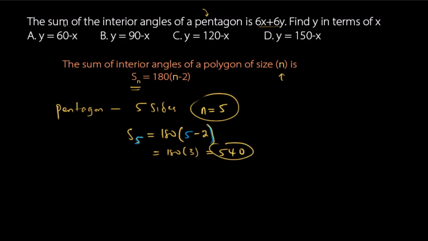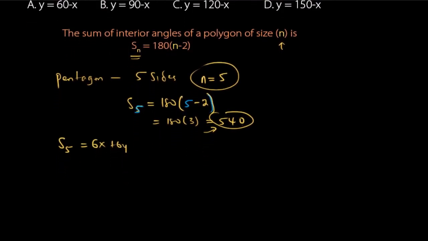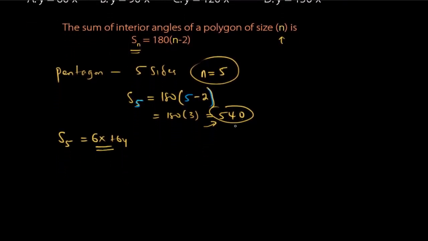Now this is what we know as the sum of the 5 interior angles of a pentagon. But the question says that the sum of the interior angles of that same pentagon is 6x plus 6y, that is, S_5 equals 6x plus 6y. But we know that S_5 should be 540. So 6x plus 6y must be equal to 540 because they represent the same quantity.